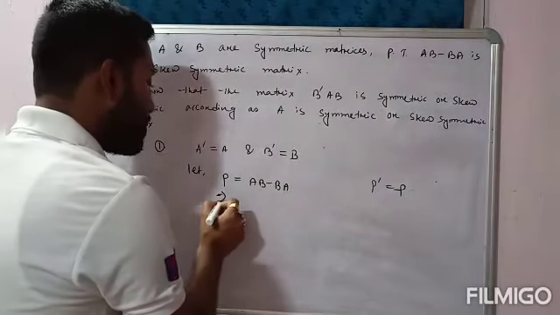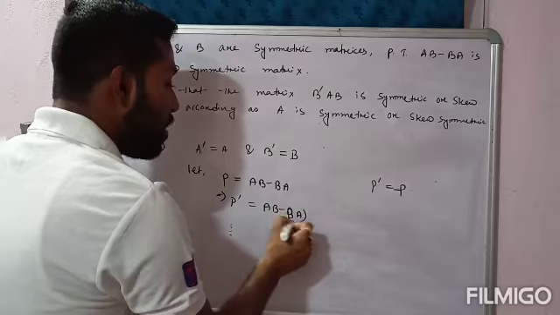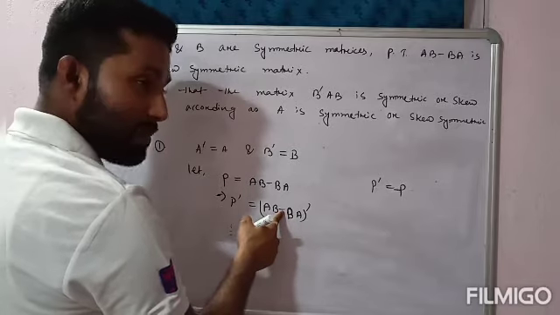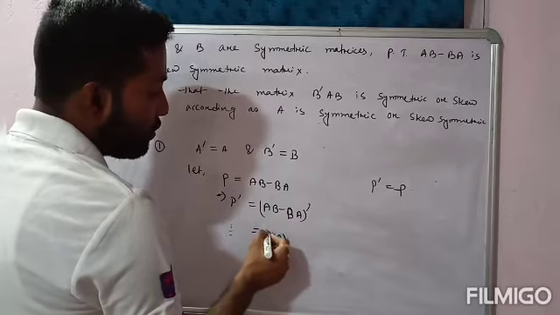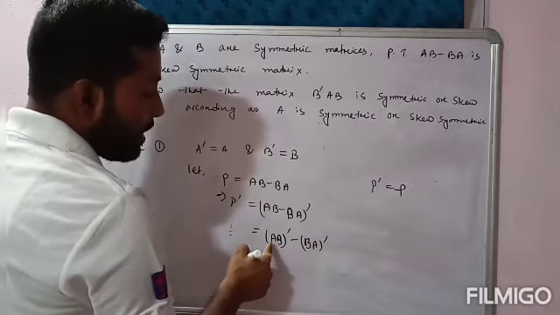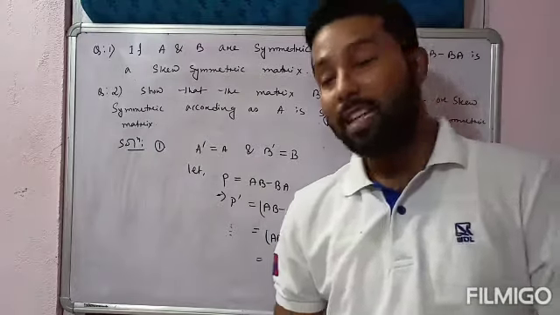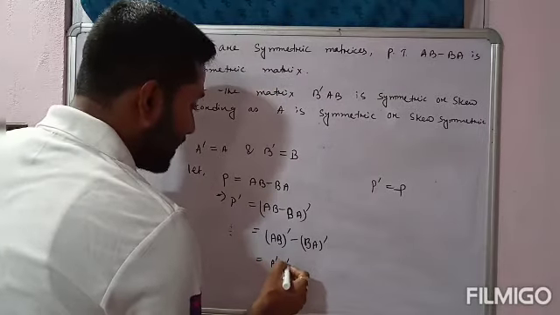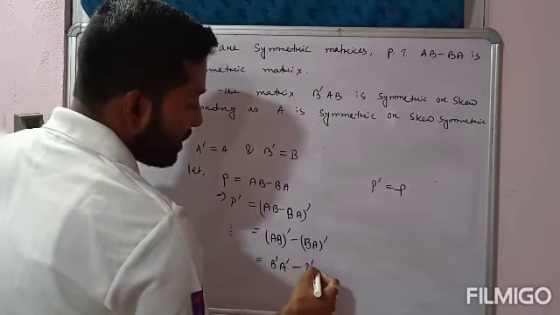Okay, so take a transpose on both sides. So P transpose is equal to AB minus BA whole transpose. Between these two matrices, a minus sign is there. We know the property: A minus B whole transpose is equal to A transpose minus B transpose. Now AB whole transpose, one more property is there. I have given all the properties of transpose of a matrix. So AB whole transpose is equal to B transpose into A transpose, minus BA whole transpose, which can be written as A transpose into B transpose.